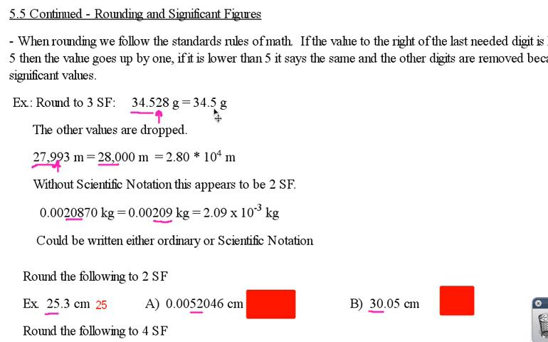With this one, we'd have 27,993. Well, the fourth value is a 9, so we'd have to round it up, which would make this 28,000. It does create a little bit of a problem, so we're going to have to put it in scientific notation, so we only show 3 significant figures.